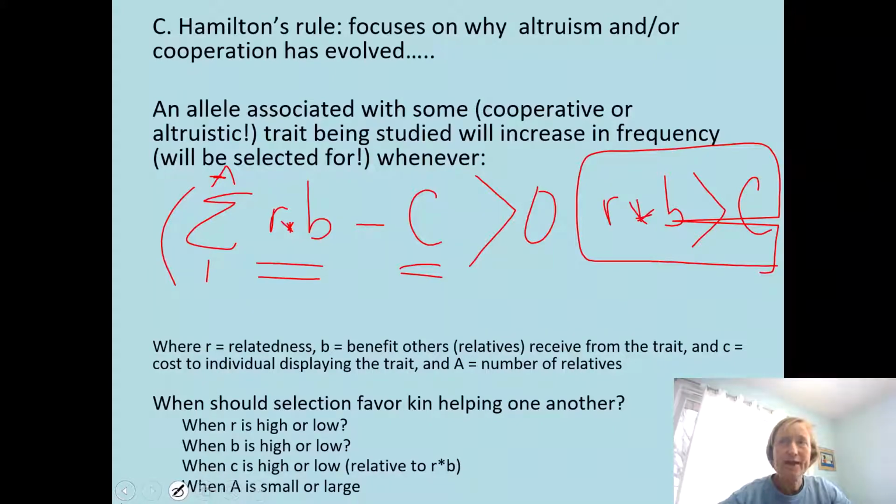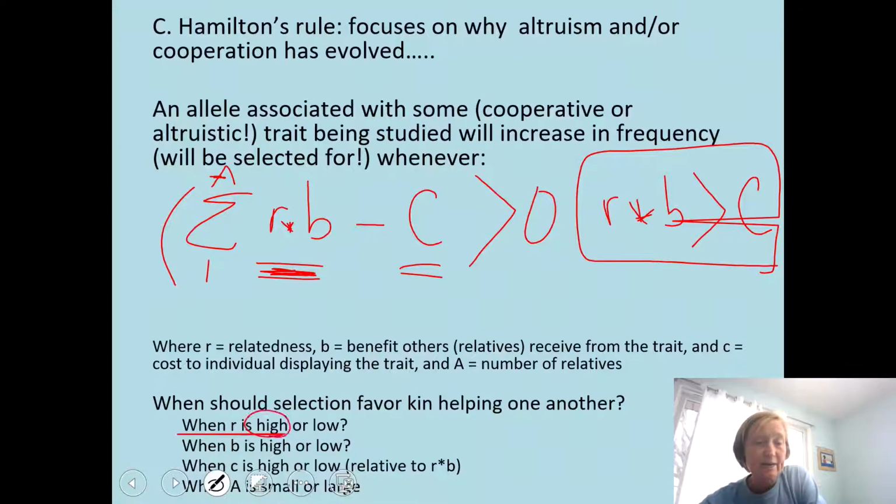When R is high, you have close relatedness to the helper. Well, then this value is going to be bigger. R times B will be bigger, right? That's going to favor kin selection. So I'm going to say R has to be high. If R is high, then we'd have perhaps selection for this cooperative behavior.